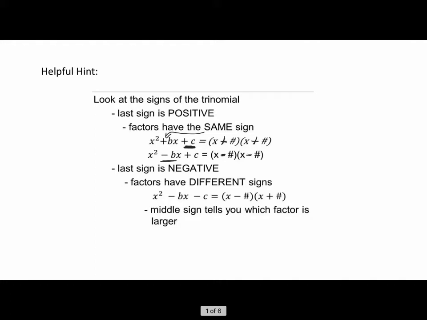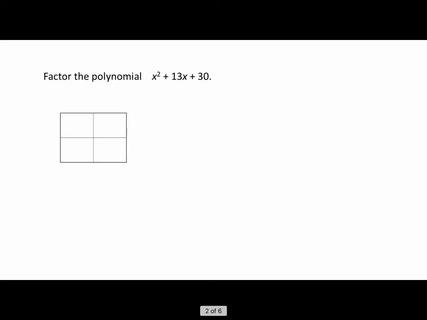If the last sign of your trinomial is negative, then that means your factors have different signs, and the bigger number will be the sign of the coefficient of b. So let's use that hint as we factor some polynomials. Our first example here, x squared plus 13x plus 30.